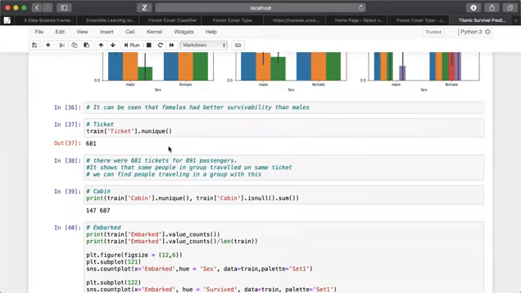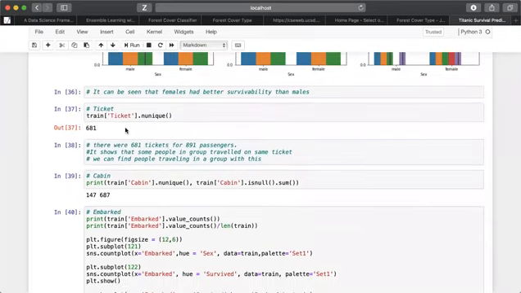Thereafter, I have gone to the next column, that is the ticket. Ticket has got 681 unique values. It means that there were a total of 891 and there is no missing value, and there are 681 unique values. It means there were a lot of people who had the same ticket number, which means that they were either traveling in a family or in a group or in a company.